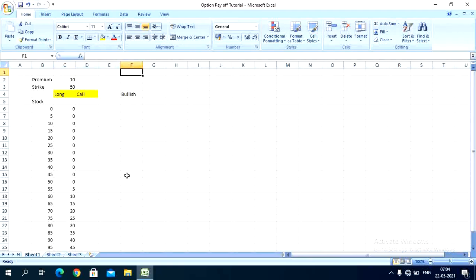But one thing you didn't mention here, like if you are with a long call, then you will be paying a premium. That is more important, right? So when you are holding a right, you are paying the premium. So when you are paying the premium, that means you are already at a negative 10 rupees. You have paid the premium to the option seller.